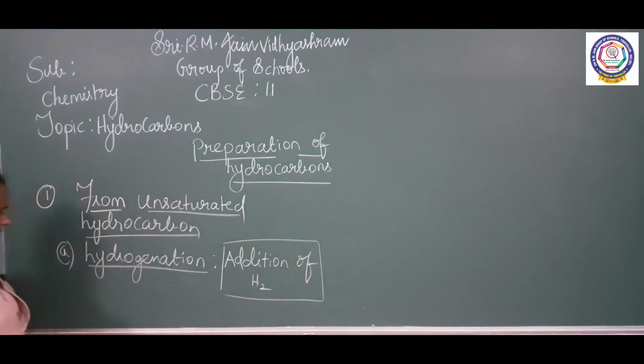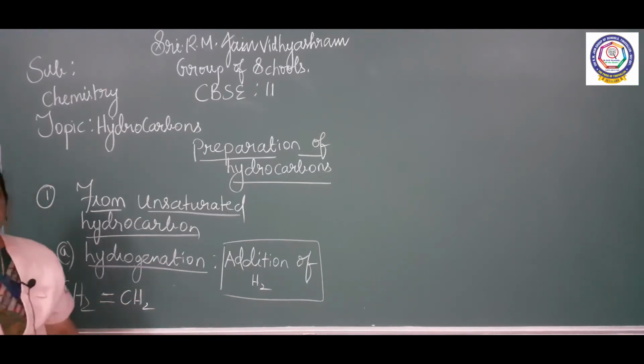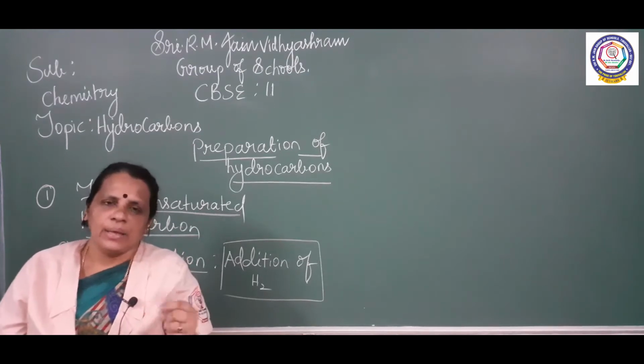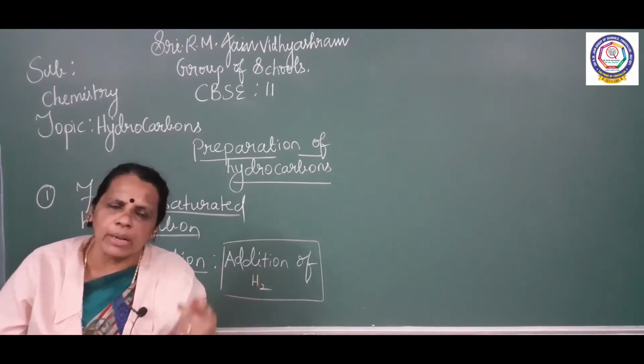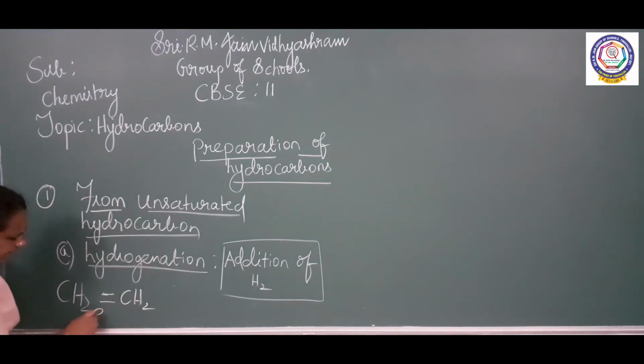The very familiar example I am going to give is CH2 double bond CH2. What is the name of this compound? How do you know that? The root word is for the 2 carbons. What is the root word? Eth. What is the IUPAC ending for a double bond? Ene. What is the IUPAC name of this compound? Ethene.